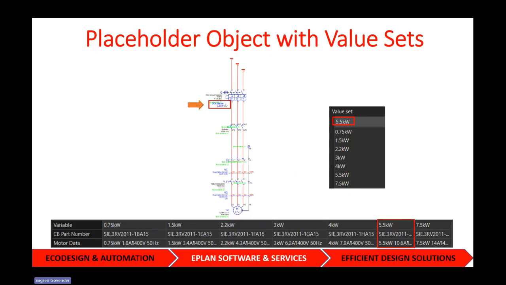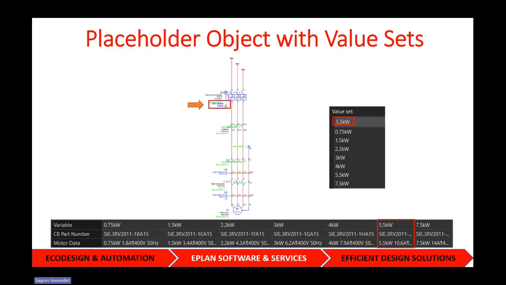So that can also be assigned to the placeholder. So when you change the kilowatt size from 0.75 to 1.5, the circuit breaker part number could change and the technical characteristics for the motor could change. So this makes your drawings a lot more efficient and a lot faster.